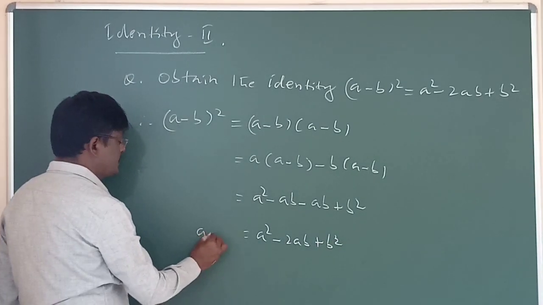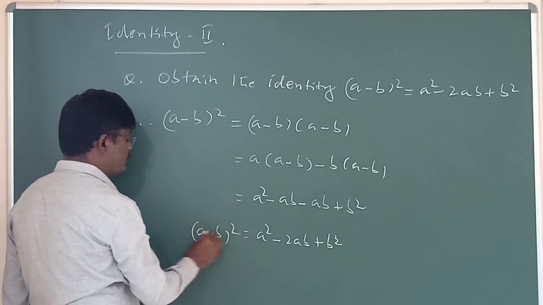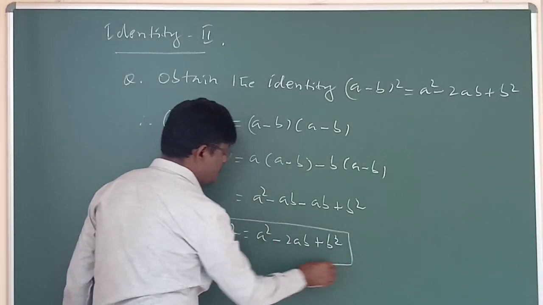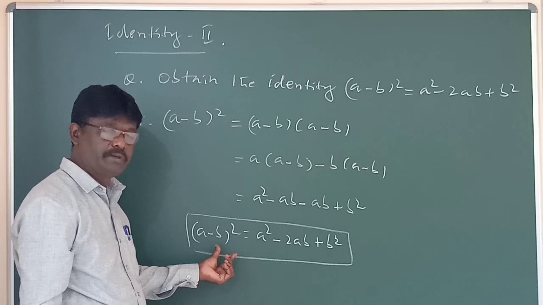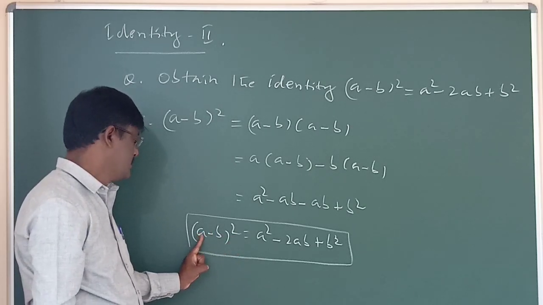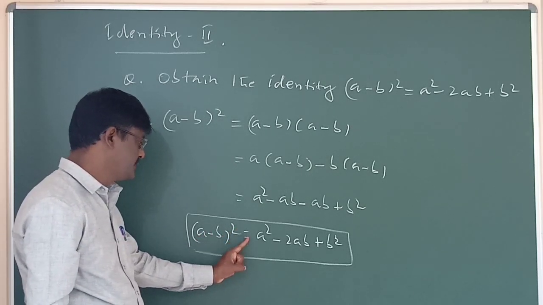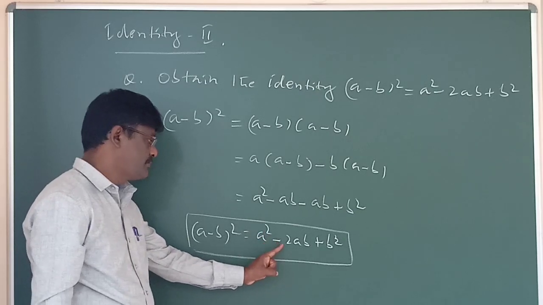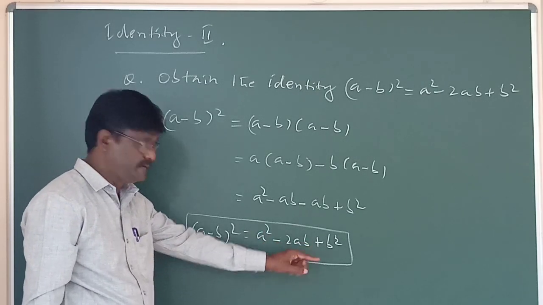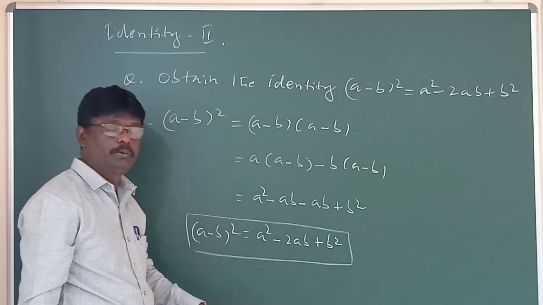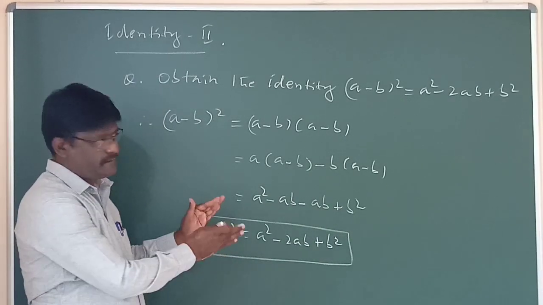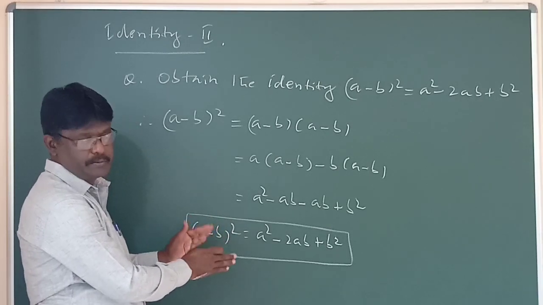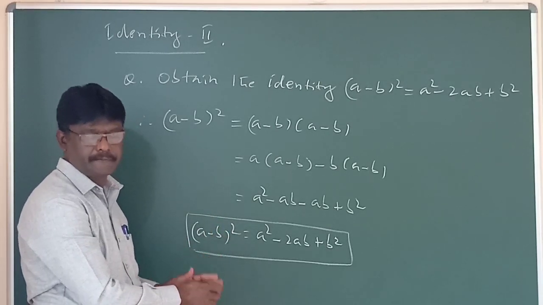So thus (a minus b) whole square, the expansion, or even you could say the product of (a minus b) into (a minus b), nothing but its expansion: (a minus b) whole square is equal to a square minus 2ab plus b square. These are the two basic identities. Still we have two more, but today we will have some problems based on these two identities.